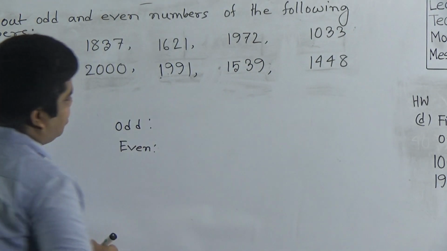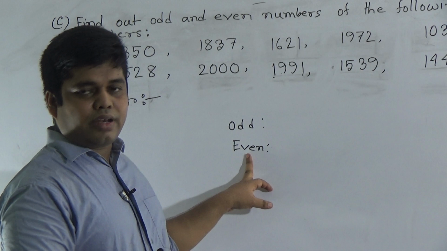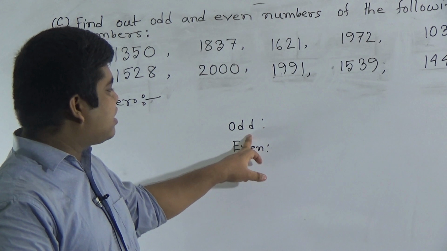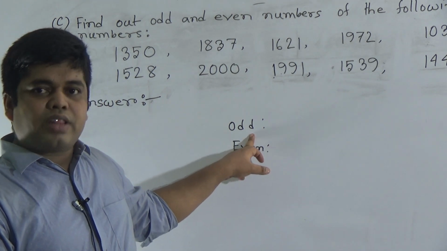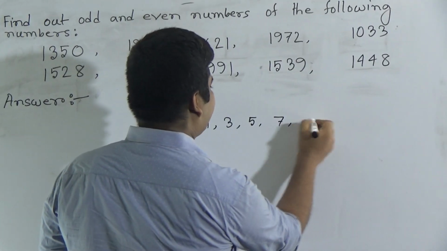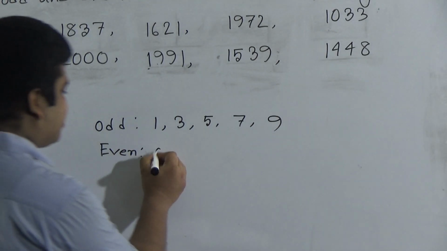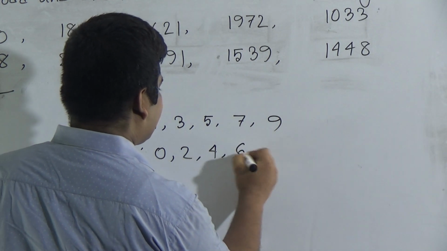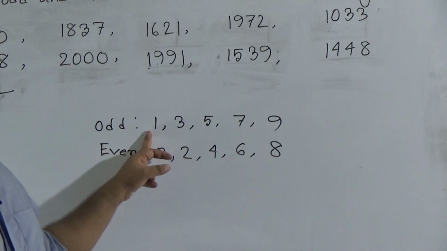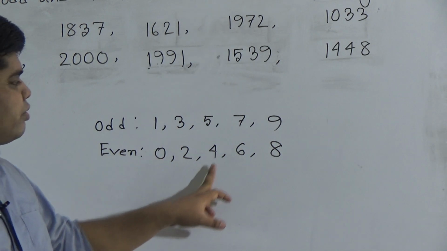In our first lecture, we have already learned what are the odd and what are the even numbers in details, but here we shall recall them. What are the odd numbers from 0 to 9? The odd numbers are 1, 3, 5, 7 and 9. And what are the even numbers from 0 to 9? They are 0, 2, 4, 6, 8. So, you must memorize this. That means odd numbers are 1, 3, 5, 7 and 9, and even numbers are 0, 2, 4, 6 and 8.